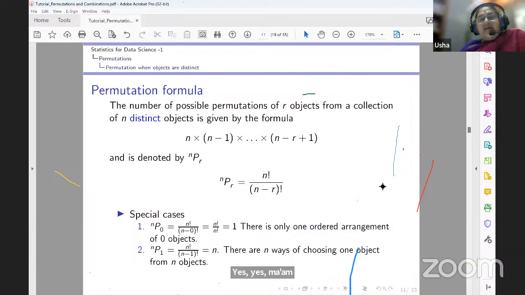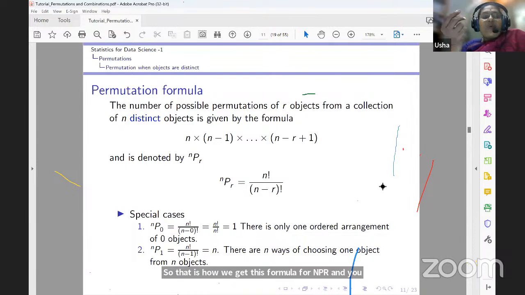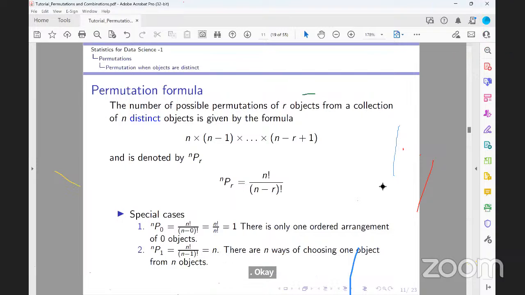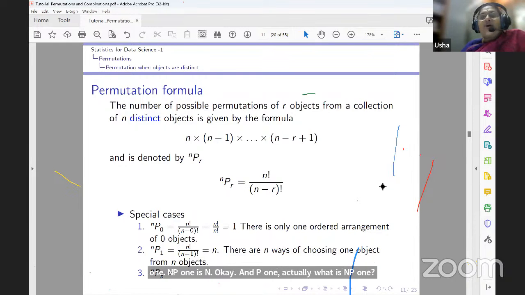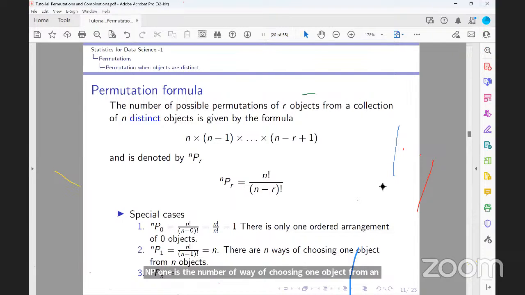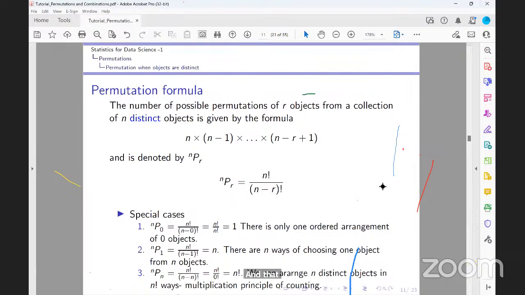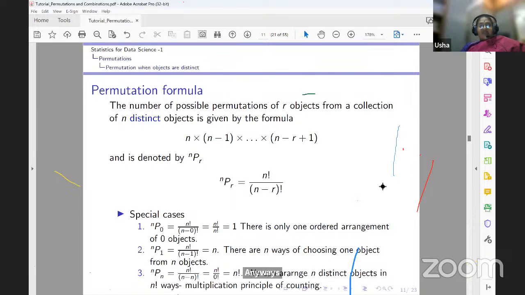NP1, actually, what is NP1? NP1 is the number of ways of choosing one object from N objects. How many ways can I choose one object from N objects? N ways. Trivial, right? And NPN, how many ways can I choose all the N objects from N objects? N factorial ways, right?